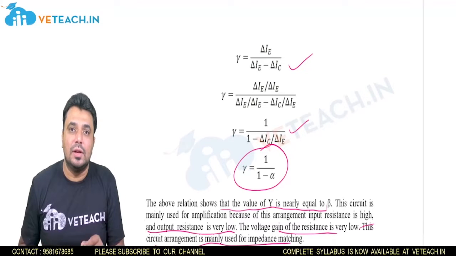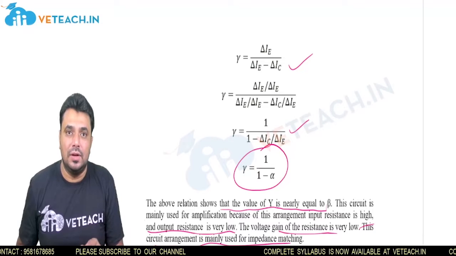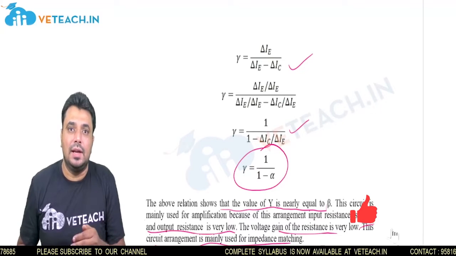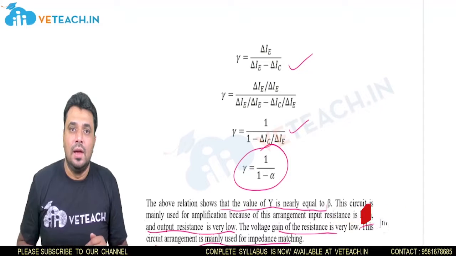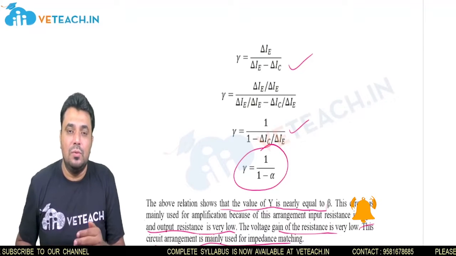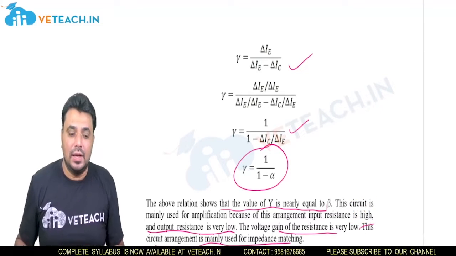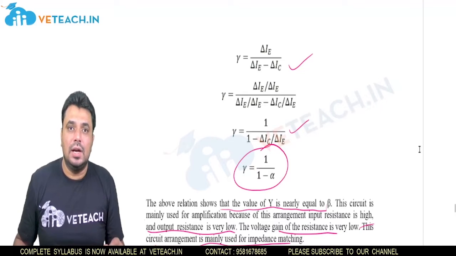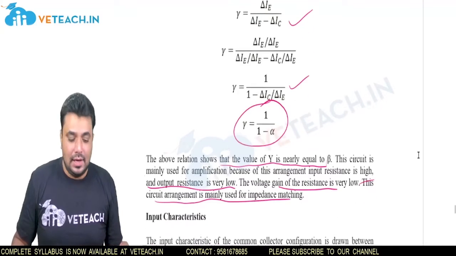At that time we can use the common collector configuration, which has high current gain and low voltage gain. If you come to the common base configuration, there we have high voltage gain and unity current gain. Here in the common collector configuration we have unity voltage gain and high current gain.